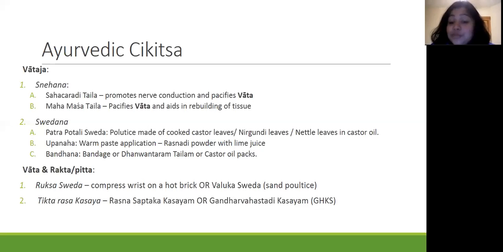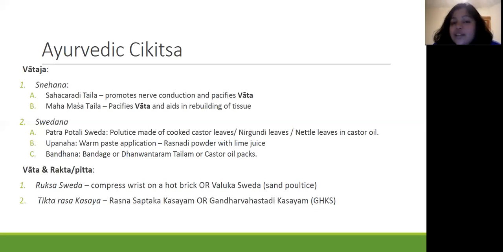Or you can use, again, a sand poultice. If you can't make the poultice, put the sand in a sock, tie the sock, and just heat it up on a dry skillet. That can be used again to apply heat on the hand. And that's again if it is a condition where there is inflammation, where there is fluid, and you can palpate and look for all those other signs and symptoms indicating that there is fluid there. Okay, so you want to do ruksha sweda.